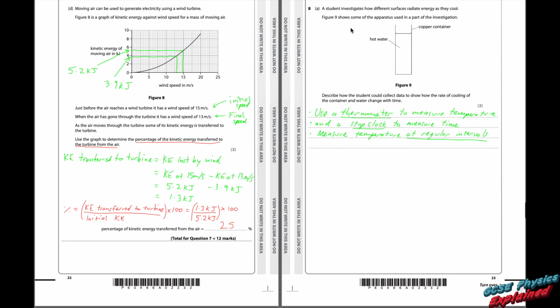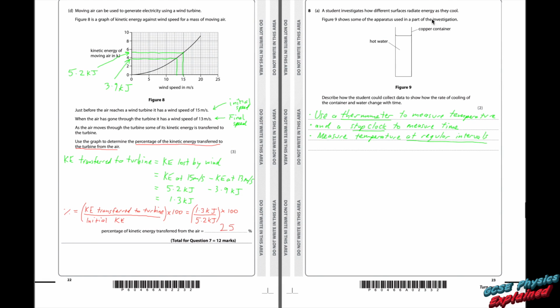Question 8a. A student investigates how different surfaces radiate energy as they cool. Figure 9 shows some of the apparatus used in a part of the investigation. So I've got a copper container here and some hot water. Describe how the student could collect data to show how the rate of cooling of the container and water change with time. Okay, well, use a thermometer to measure the temperature and a stop clock to measure the time, and basically measure the temperature at regular intervals as the water is cooling, and that'll tell you the rate of cooling.